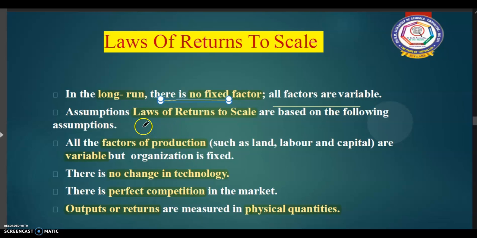Now, the assumptions. The laws of returns to scale are based on the following. All the factors of production such as land, labor and capital are variable, but organization is fixed, and there is no change in technology. There is perfect competition. Outputs or returns are measured in physical quantities.